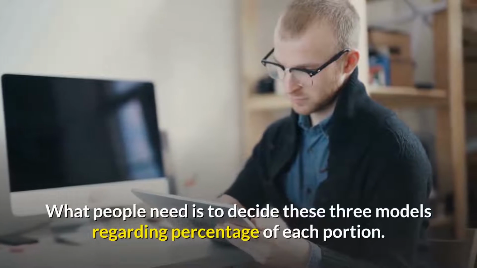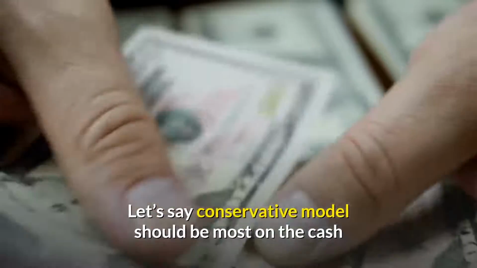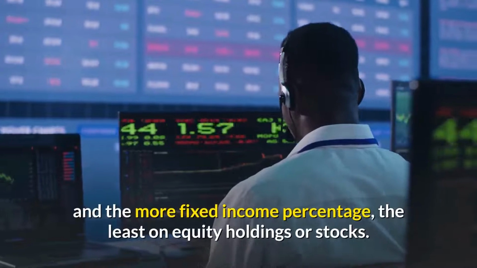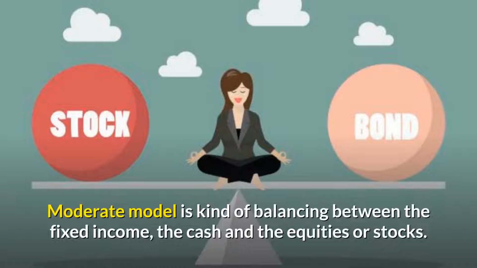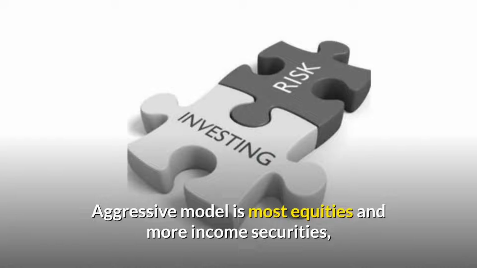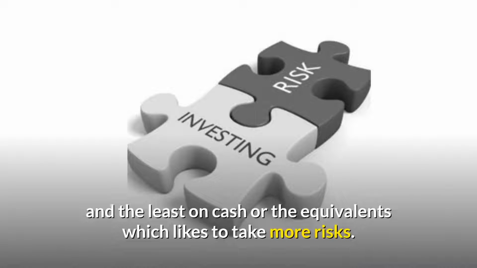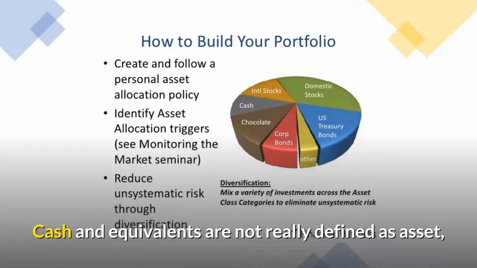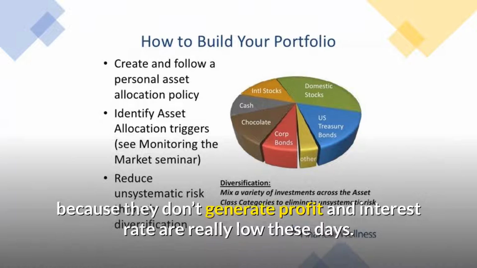What people need is to decide the percentage of each portion for these three models. Let's say the conservative model should be mostly cash and more fixed income, with the least in equity holdings or stocks. The moderate model balances between fixed income, cash and equities or stocks. The aggressive model is mostly equities and fixed income securities, and the least on cash or equivalents, as it likes to take more risks. Cash and equivalents are not really defined as assets, because they don't generate profit and interest rates are really low these days.